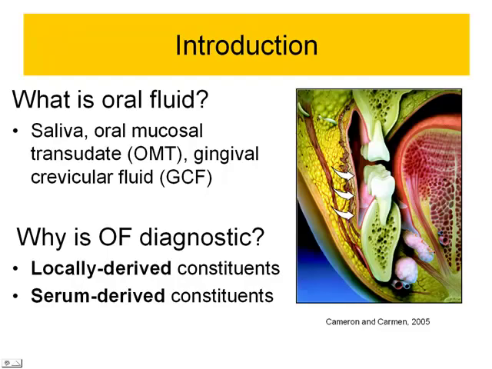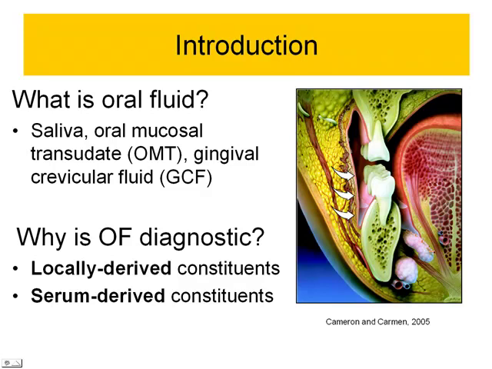So what is oral fluid, and why is it a diagnostic medium? It's comprised of saliva, oral mucosal transudate, and gingival crevicular fluid. Saliva is obviously produced by the salivary glands in the oral cavity. Your mucosal transudate comes out of serum and across the tissues, so things from serum can find their way into the oral cavity that way. And also we have what's called gingival crevicular fluid, which comes up between the teeth and the gums. That's called the crevicular gap.